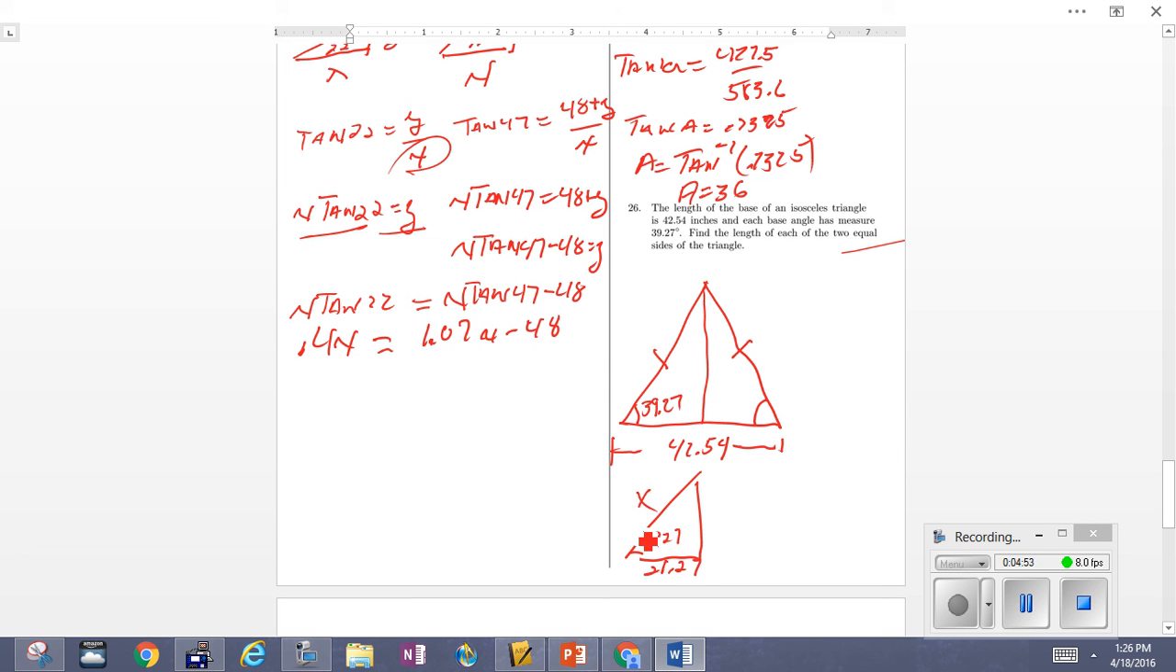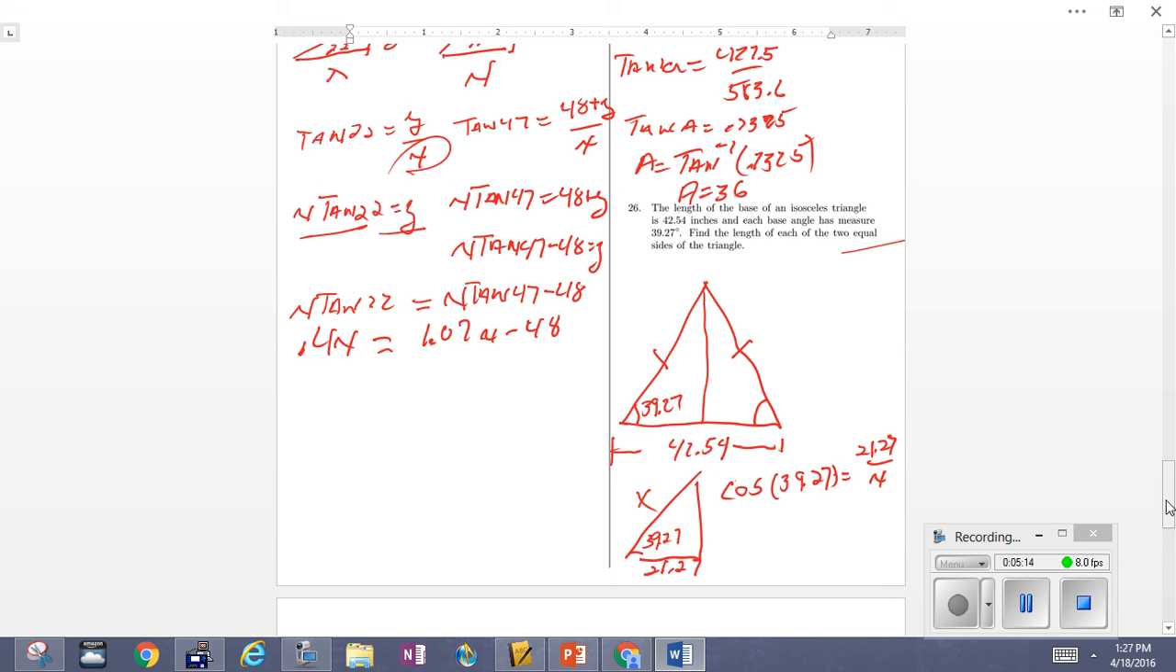That looks like a cosine to me. It helps to draw the diagram to get a better idea of what it is. So we're going with the cosine of 39.27 is equal to the adjacent, 21.27, over x, and I'm sure you can figure that out from there.